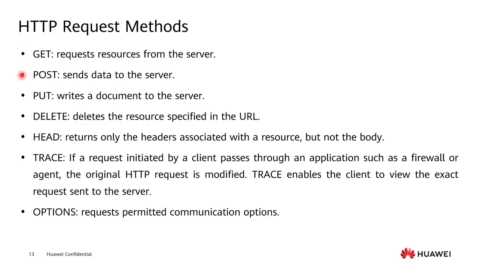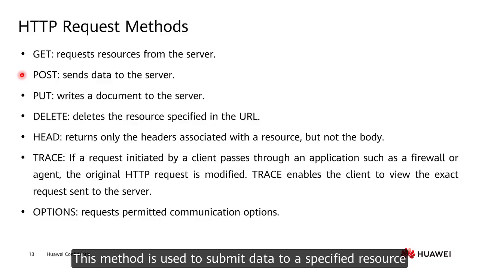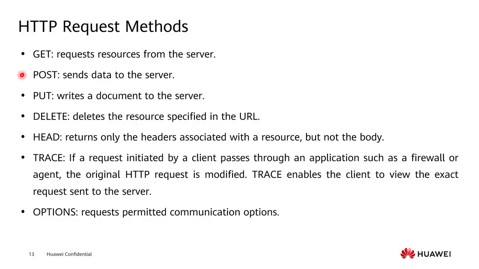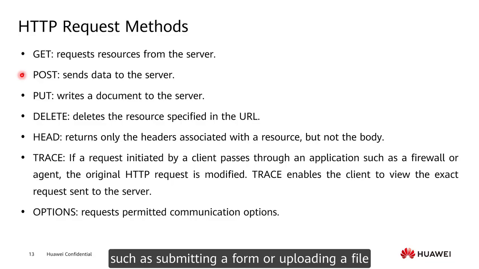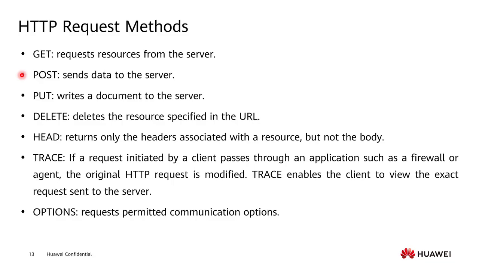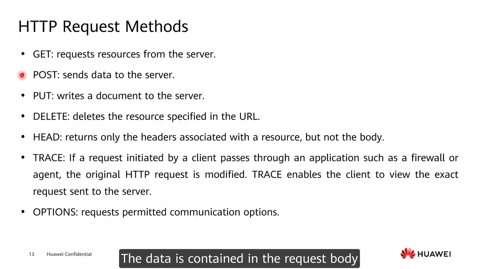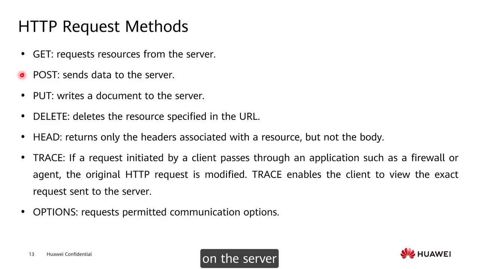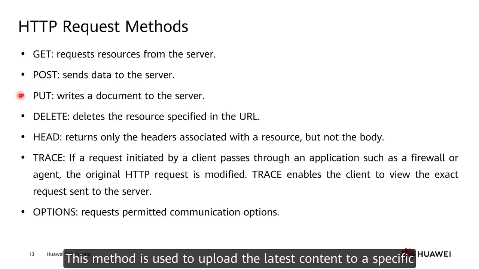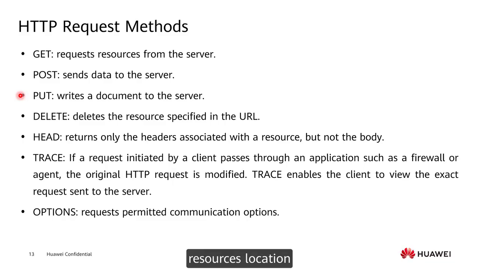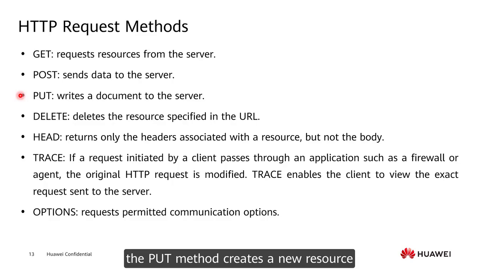Next one, POST. This method is used to submit data to a specified resource, such as submitting a form or uploading a file. The data is contained in the request body. A POST request may cause a state change on the server. And third one, PUT. This method is used to upload the latest content to a specific resource's location. If the specified URL does not exist, the PUT method creates a new resource.